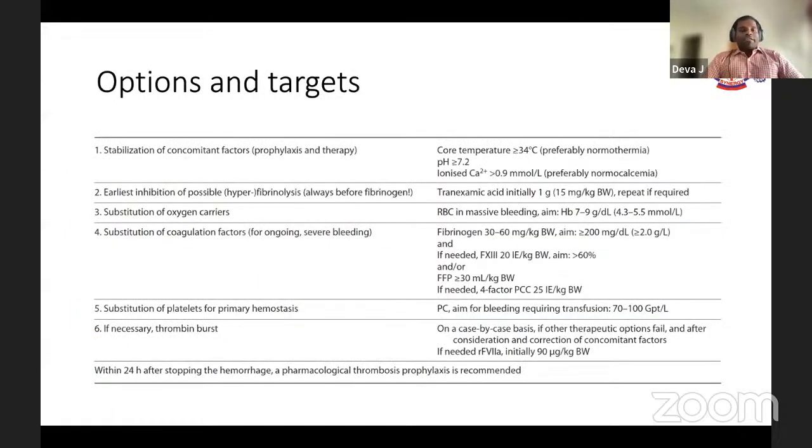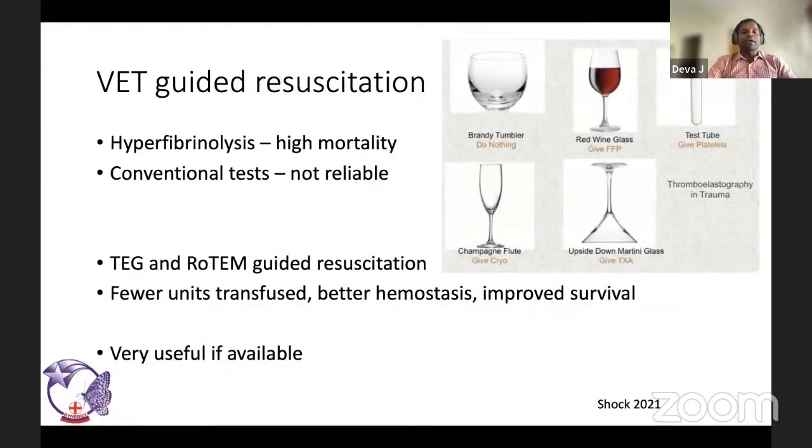So what are my targets? So yeah, okay, I'm giving fluids, I'm giving blood. And my aim ultimately is to improve the tissue perfusion. But what are my intermediary targets? I don't want the patient to get into the vortex of the lethal triad. That's the number one target. I would want to prevent fibrinolysis by giving tranexamic acid before my products. I want to substitute oxygen carriers by giving RBCs. I want to substitute coagulation factors by giving FFP and fibrinogen. I want to give platelets and possibly a thrombin burst by giving factor VII. So those are my targets, if you like.